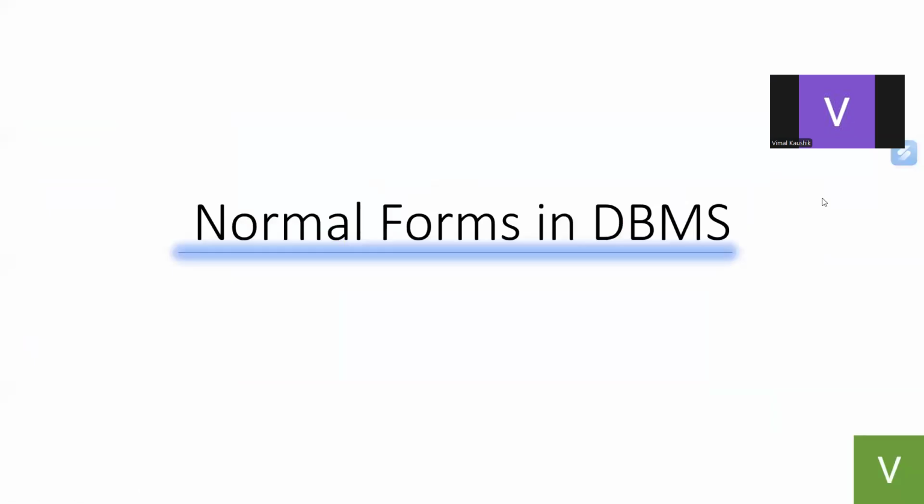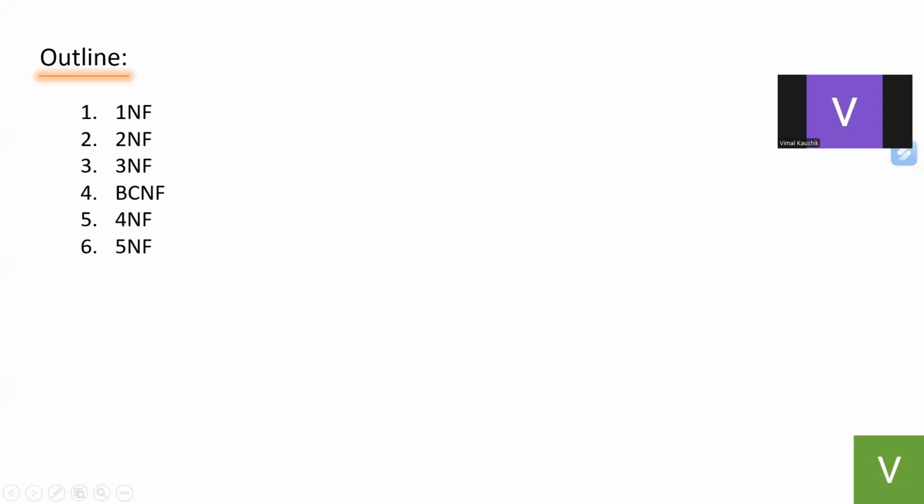Hello everyone. In this video, we are going to discuss normal forms in DBMS. A normal form is a set of progressive rules which focus on reducing data redundancy and anomalies. Data redundancy means duplicate data present in the database. And the second one is anomalies.